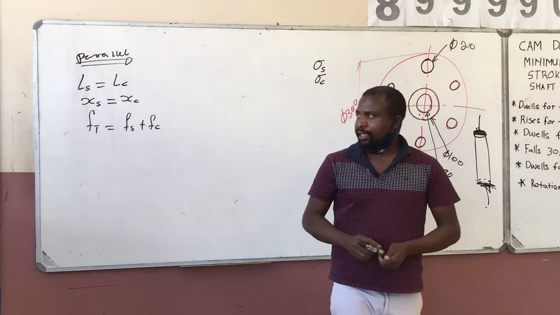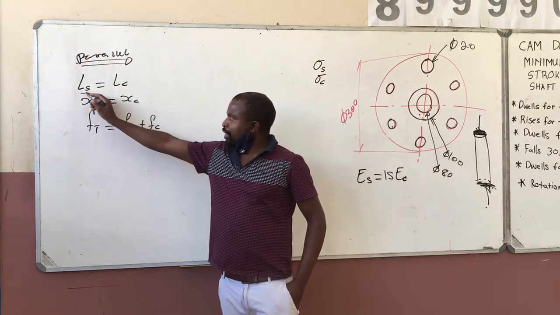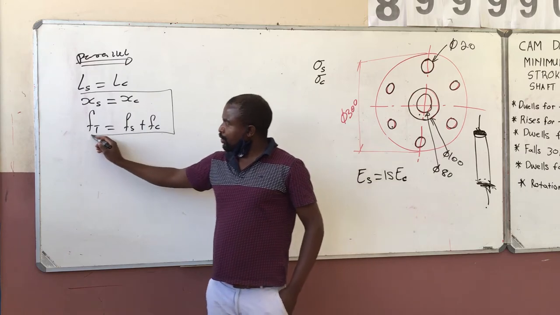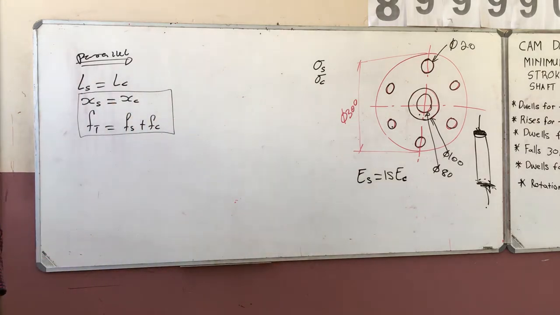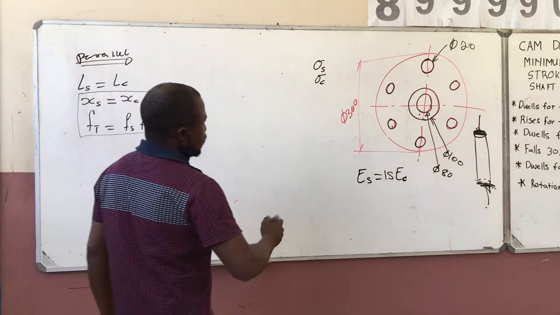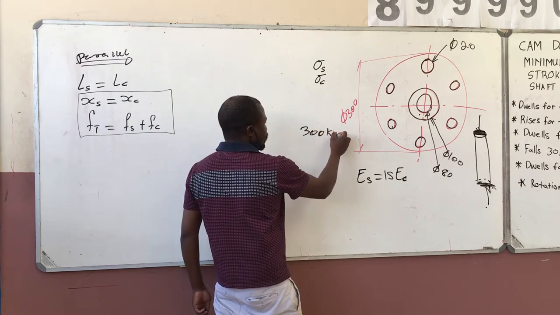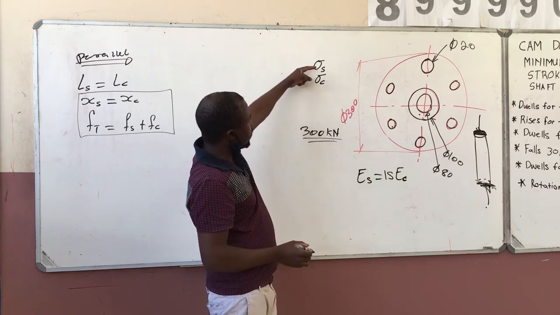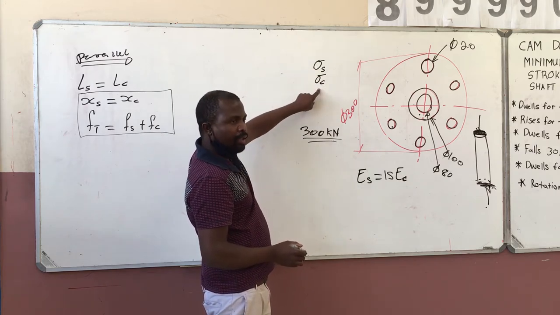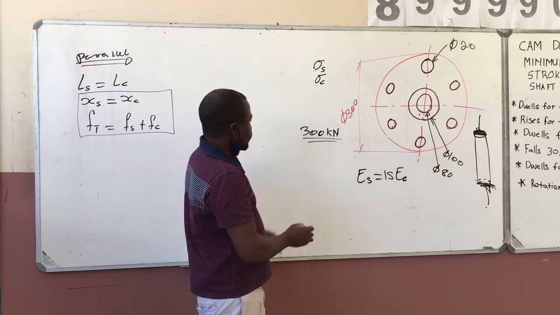Now, they want us to find a stress. Yesterday I did tell you that in most cases, when you are having parallel, you solve these two equations simultaneously so that you can find a stress or a force. Because remember we are having 300 kilonewton. Is this 300 kilonewton for the steel or for the concrete? This is the total, yes.